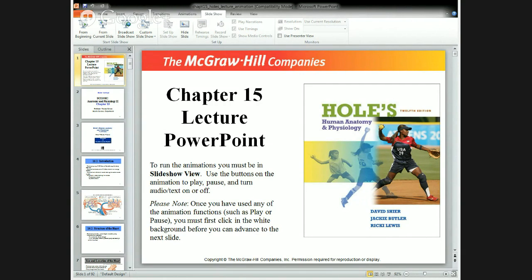Introduction to Chapter 15, the Cardiovascular System. The heart pumps 7,000 liters of blood throughout the body each day. The heart contracts some 2.5 billion times in an average lifetime. The heart and all the blood vessels make up the cardiovascular system. The blood vessels make up two circuits, the pulmonary circuit and the systemic circuit. The systemic circuit delivers oxygen to all the body cells and carries away waste.